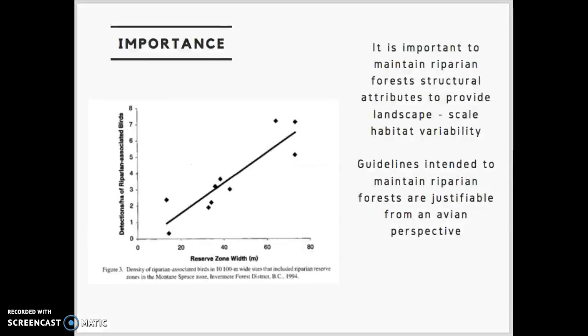The article solidifies the fact that it is important to maintain riparian ecosystems and the landscape to ensure habitat variability. The guidelines intended to maintain riparian forests are justifiable from an avian perspective.